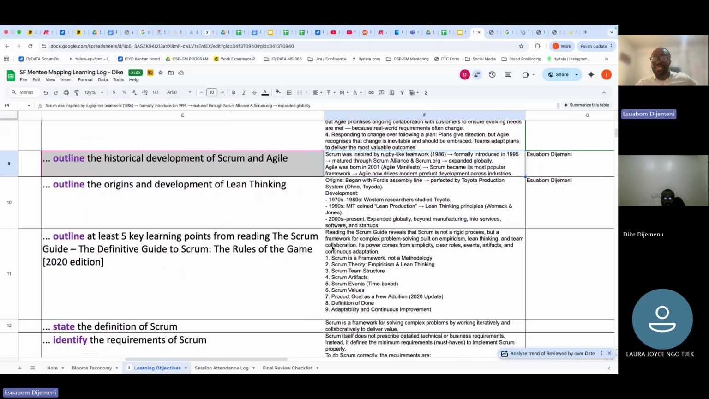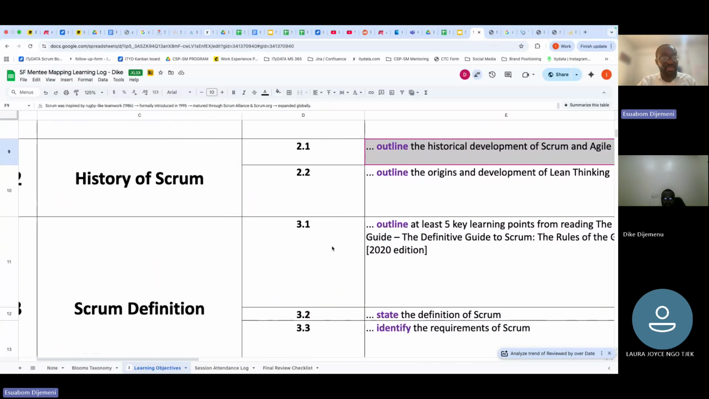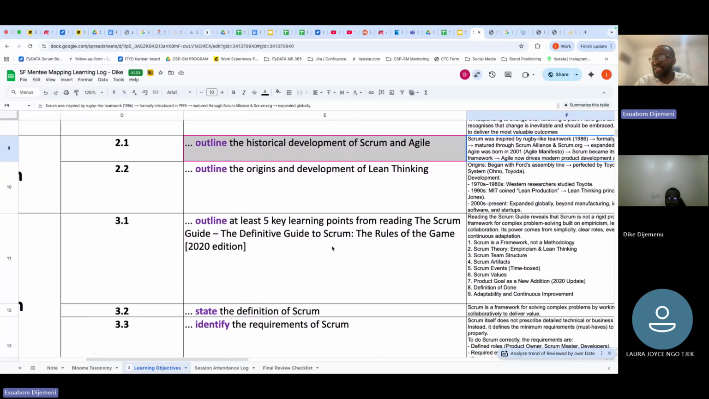This is another outline, and this learning objective is slightly different. We're slowly getting into the middle now, where we're going into learning objective 3, where we're looking at really what the Scrum definition is. This learning objective was to outline at least 5 key learning points from reading the Scrum guide. Okay, let's kick off with you.